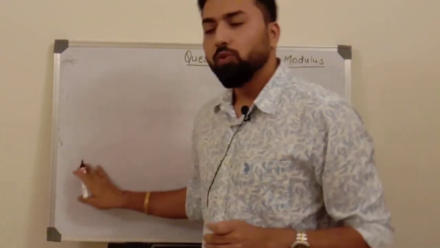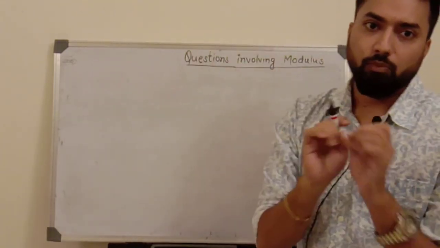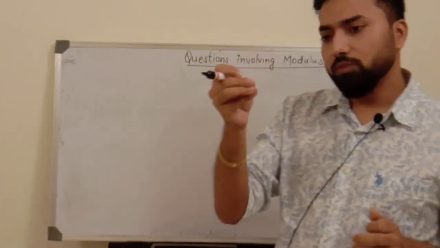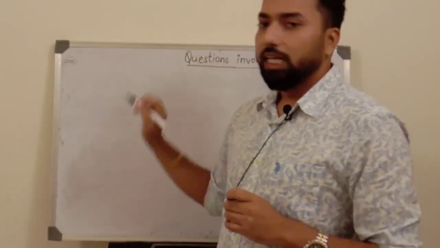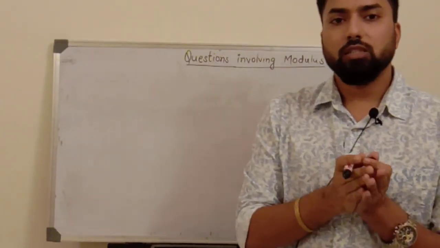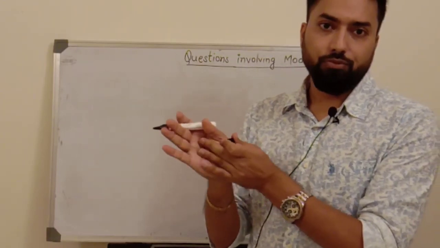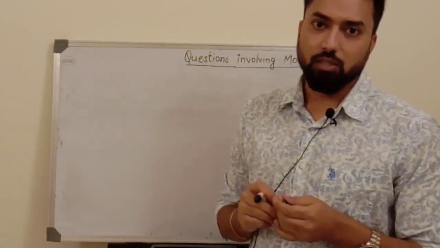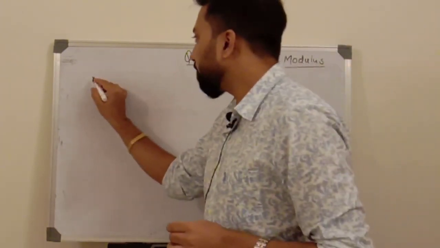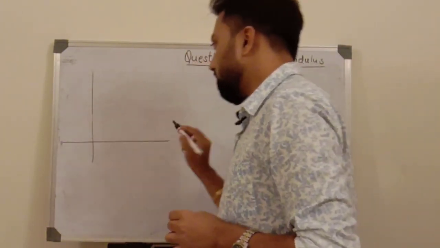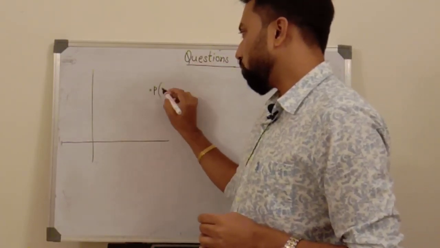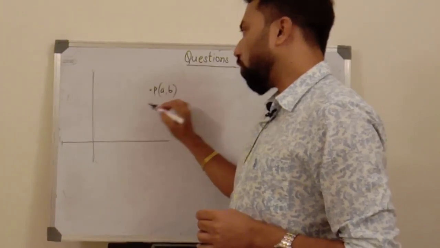For this, we'll take the Argand plane. We know that in the Argand plane, a complex number can be represented as a point. So there exists a 1-1 correspondence between the numbers of the complex number system and the points of the Argand plane. If we take the Argand plane like this, and take a point here, let's say point P, having the coordinates a comma b.